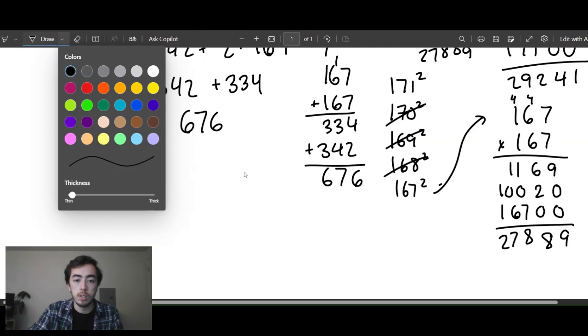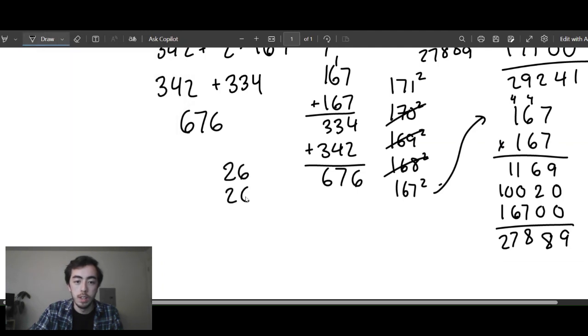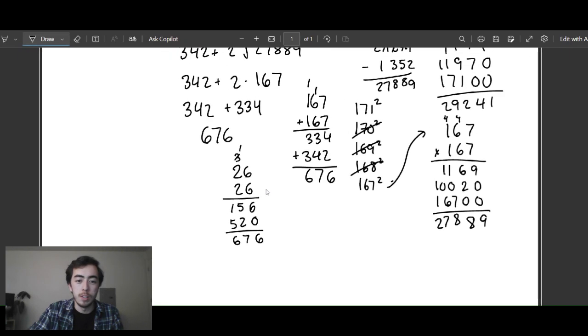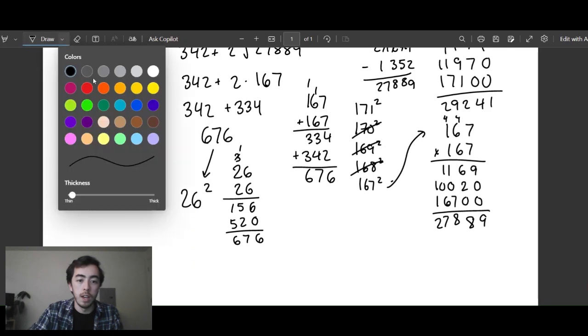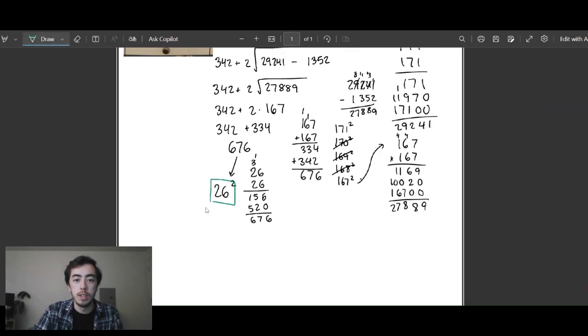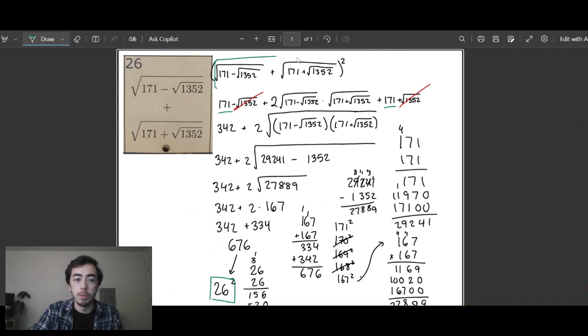Let's try it. 26 times 26. A lot of multiplication today. 6 times 6 is 36. 12 plus 3 is 15. Placeholder 0, that's a 12, and then 2 times 2 plus 1 is a 5. 6, 7, 6. There we go. So because this number that I got is 26 squared, I know that this 26 is my answer, because this could have also been the number 26. And after squaring it, I got 676.